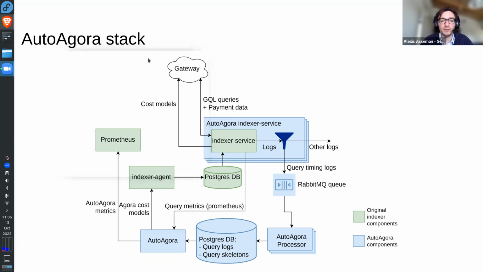Because indeed, if the indexer service is never ever used, that means that your revenue will never ever be taken into account in terms of your performance, and AutoAgora is useless. So that would be sad.